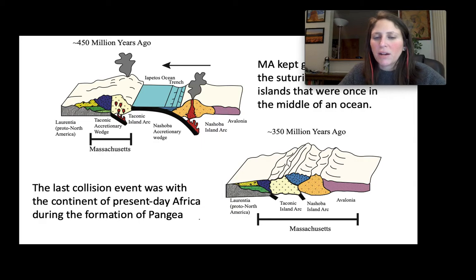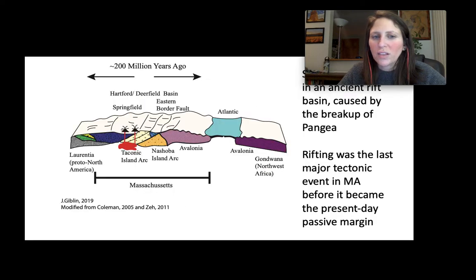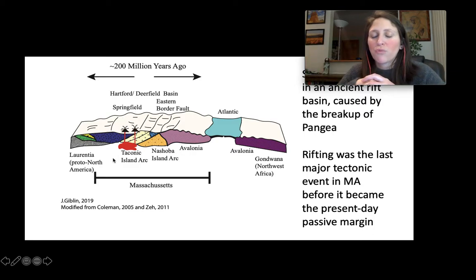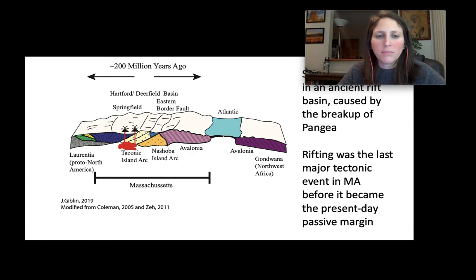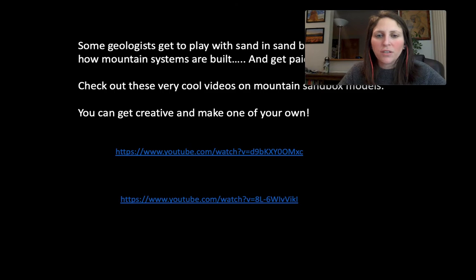Each time an island arc gets accreted onto North America, Massachusetts grows a little bit more, with the last event that we see being this rifting event. So now the continent's being pulled apart. And this is where Springfield is born. This is where we have our Springfield. So Springfield is actually in the middle of a rift basin. Okay, so that's really cool. And that's a little tectonic history of Massachusetts.